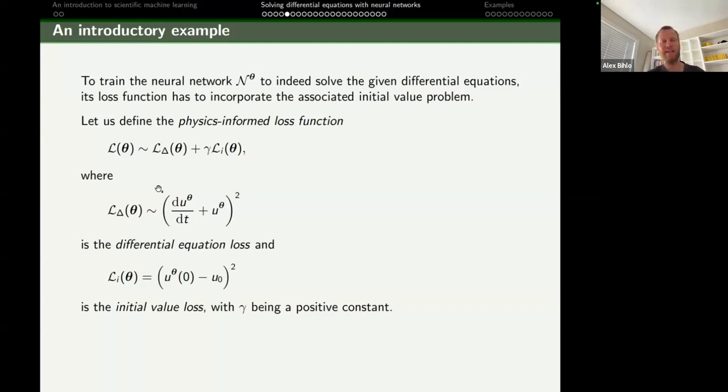I want to be really clear here. If you pay close attention, this one is approximate, this one is approximate, and this one is exact. There is a reason for this, because this is not defined otherwise. It's just saying that at my initial time t equals 0, I want my neural network to be exactly the same as my initial condition.